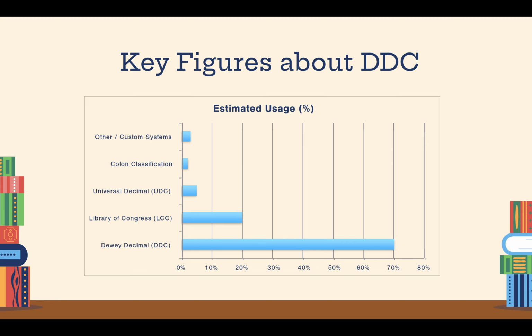Despite these challenges, the DDC remains the most widely used classification system globally. It has been translated into over 30 languages and is utilized in more than 130 countries. Even though alternative systems like the Library of Congress classification exist, the DDC's simplicity and adaptability have kept it relevant, particularly in school libraries.